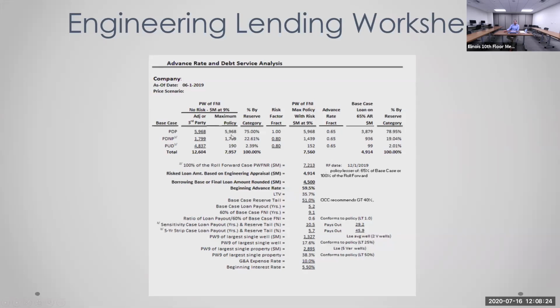Then whatever number that abides to policy that comes out of the PDMPs and the PUDs, it has a risk factor of 80%, which brings us to these numbers right here. Now, these numbers are further discounted. Another risk factor is applied to them at 65% to bring it down to all of this. So that number right here is essentially how much money we can give them. So we think they have $12.6 million, but we're only going to give them $4.9 million.